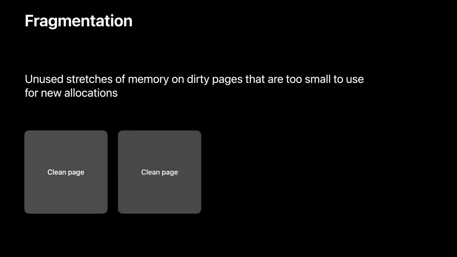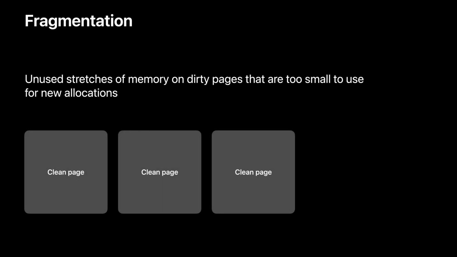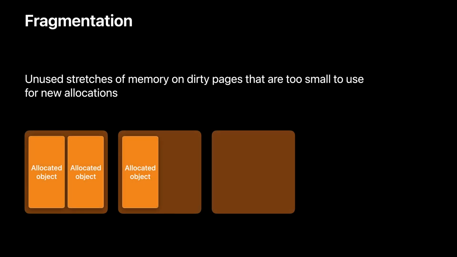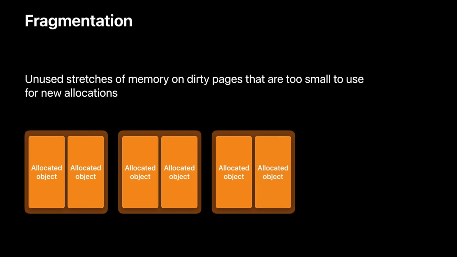Fragmentation occurs when a process has dirty pages that are not 100% utilized. To understand how this happens, let's look at an example. To start, I have 3 contiguous clean pages. As the process runs, allocations begin filling up these pages, dirtying them. When objects are deallocated, they create empty slots where they used to be, marked free memory in the diagram. However, these pages are still dirty because there are still some allocated objects on them.